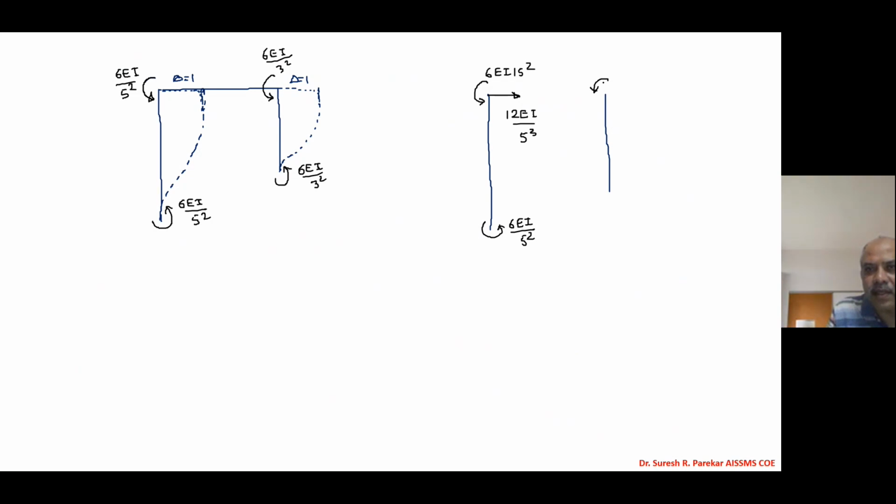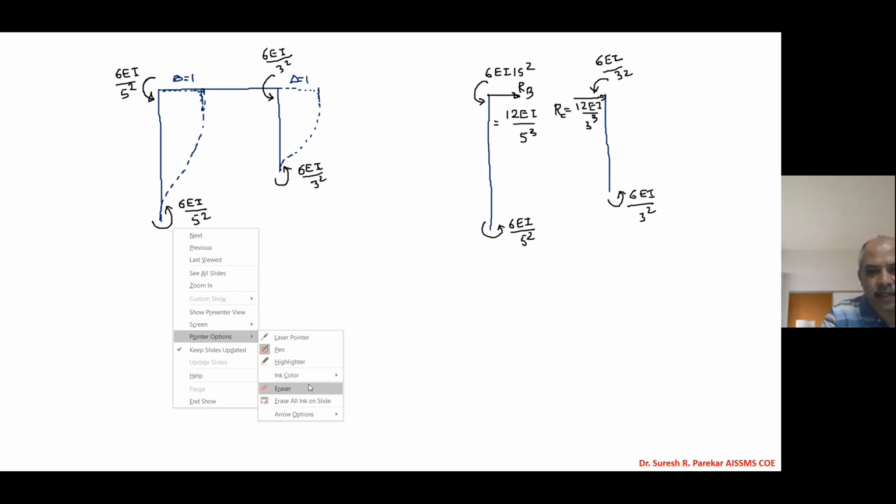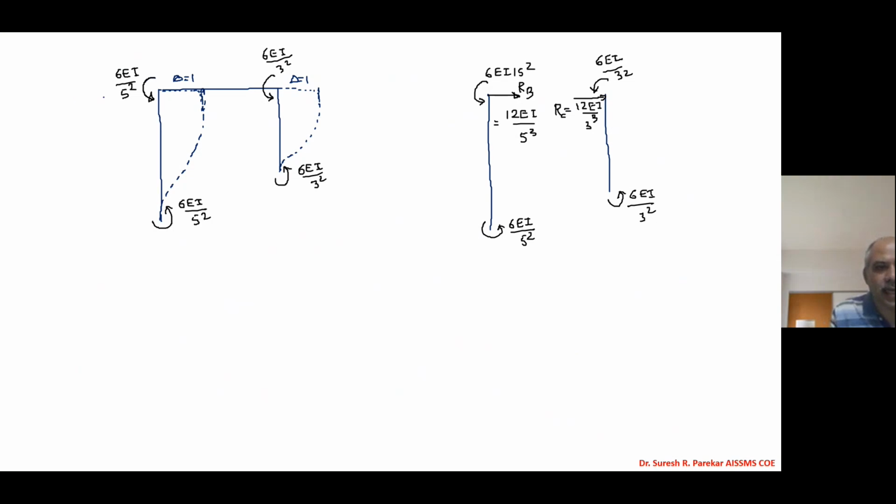Similarly, here we have 6 EI upon 3 square. Here also we have 6 EI upon 3 square. And then we get the reactions, which are RB equal to, and RC equal to, 12 EI upon 3 cube. And now we will write the values of the coefficients. Then we have this as S at 1, this is S at 2, this is S at 3.